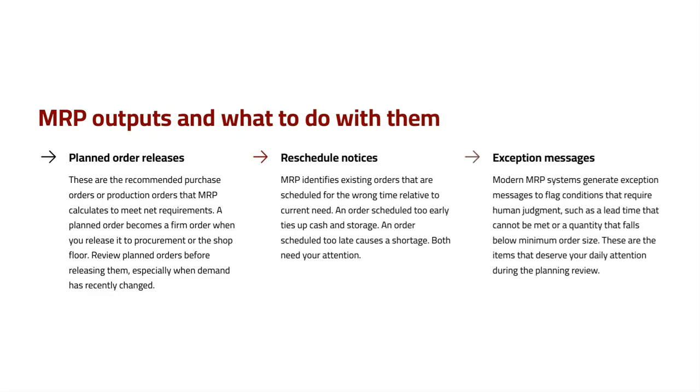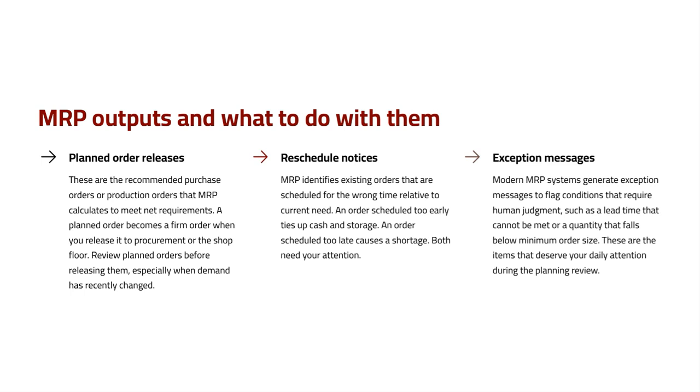Let's look at the key outputs of MRP and what actions we should take with them. First, we have planned order releases. These are the recommended purchase or production orders that MRP calculates to meet net requirements. It's important to review these planned orders carefully before releasing them because demand can change, and once you release them, they become firm orders. Next are reschedule notices.